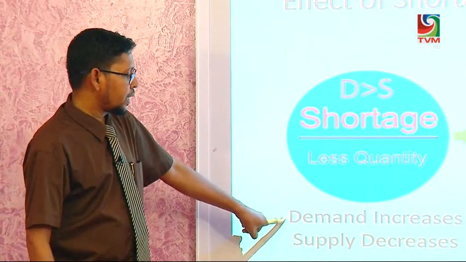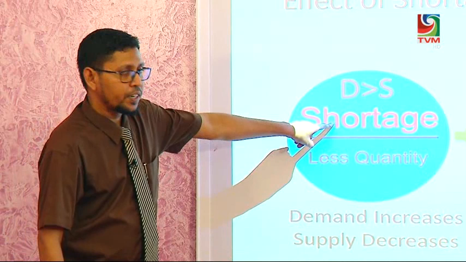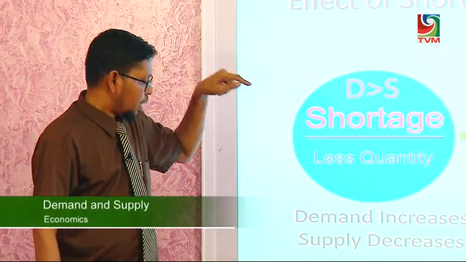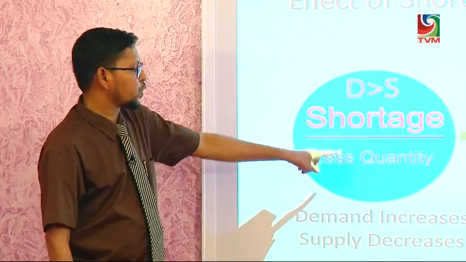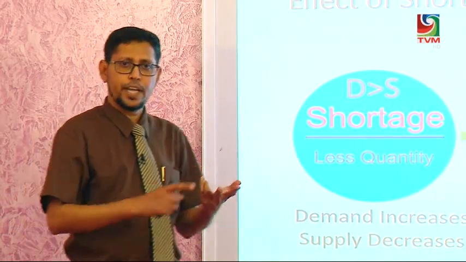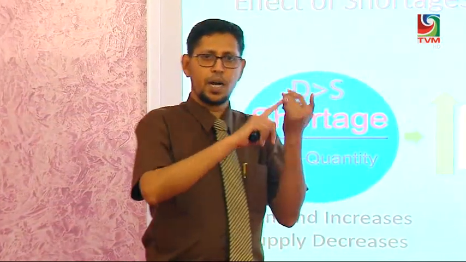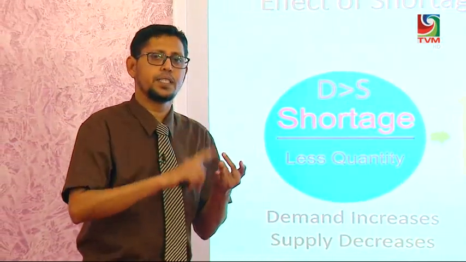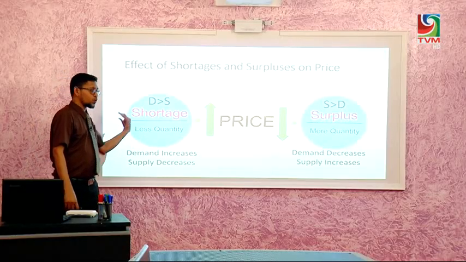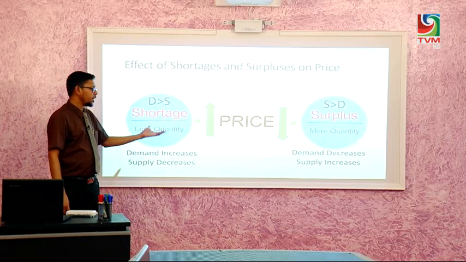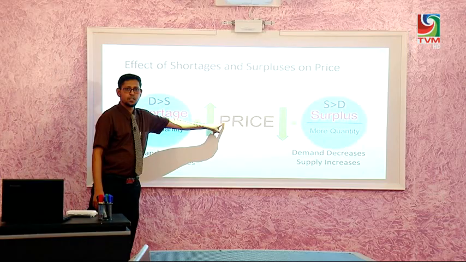If the demand increases, that is definitely a shortage. And also if the supply decreases, that is also a shortage. So shortage occurs in 2 ways, demand increase and supply decrease. So if the demand curve shifts to right, definitely it's a shortage, which will increase the price.